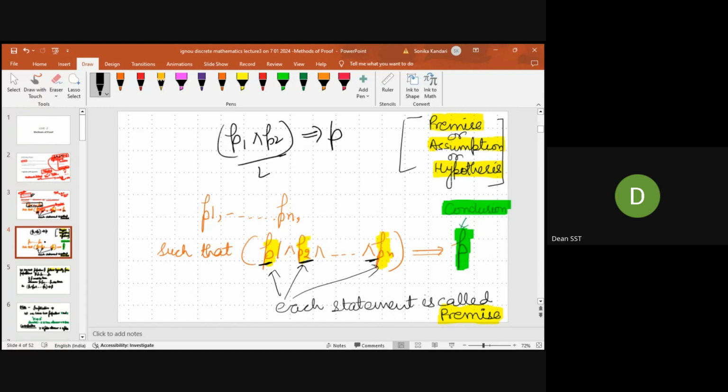So the left hand side is known as premise or assumption or hypothesis. And what we have to state is whether they are deriving P or not. So P is what? P is the conclusion. Is it clear? This statement is clear.